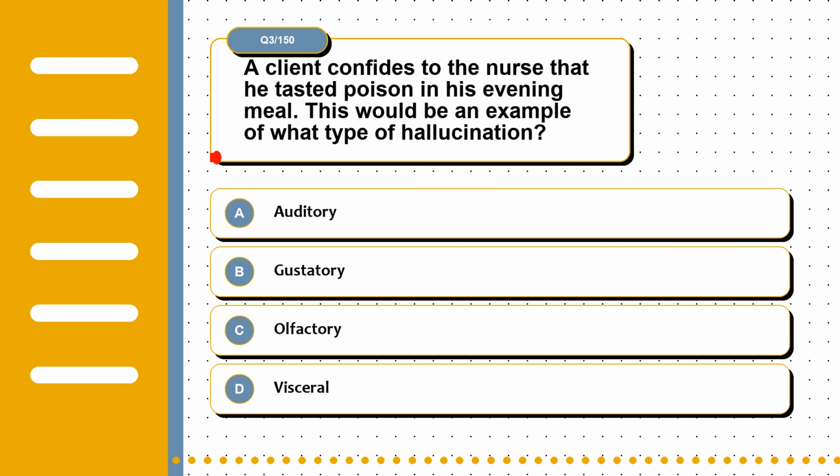Question 3. A client confides to the nurse that he tasted poison in his evening meal. This would be an example of what type of hallucination? Here are the options. Option A. Auditory. Option B. Gustatory. Option C. Olfactory. Option D. Visceral.